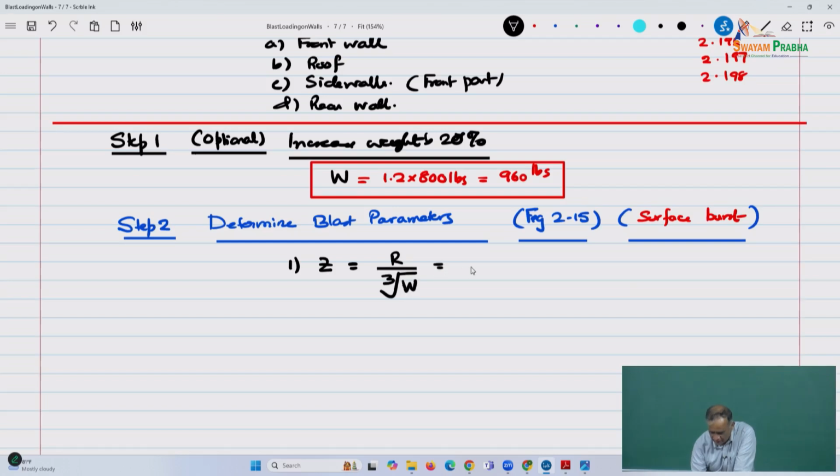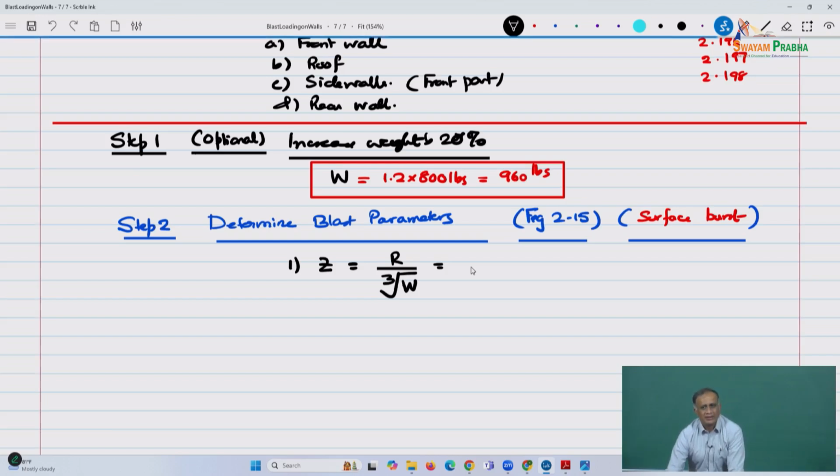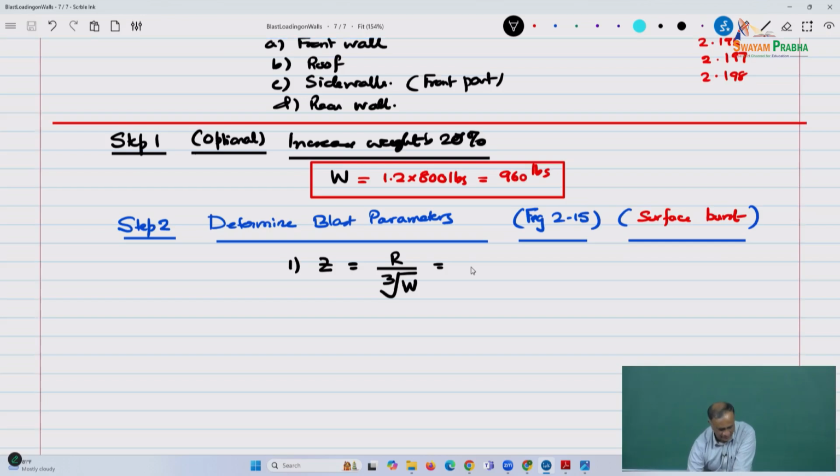This afternoon, I was talking with Professor Aragapan about the same problem. Instead of doing it yourself, since there are so many references to be done, we thought we might pair you up and you can do the tutorials this afternoon. I think you'll still get the same out of it because there's a lot more work involved. So this is 100 feet divided by the cube root of 960 pounds. And so this Z value is 10.13 feet per pound to the one-third.